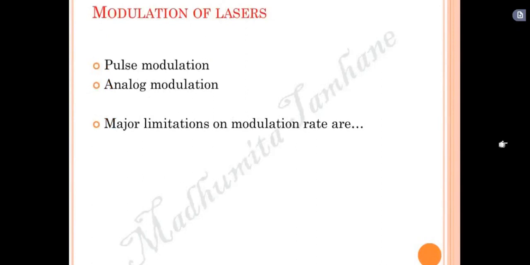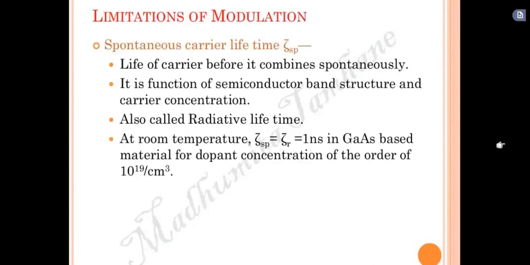So basically, what are the two major limitations on modulation rates? The first one, which we just learned about, is the spontaneous carrier lifetime. What is the spontaneous carrier lifetime all about? It is the life of a carrier before it recombines spontaneously. It is a function of the semiconductor band structure. The kind of band we are using is always about the semiconductor bands, and the carrier concentration also plays a vital role in our modulation.